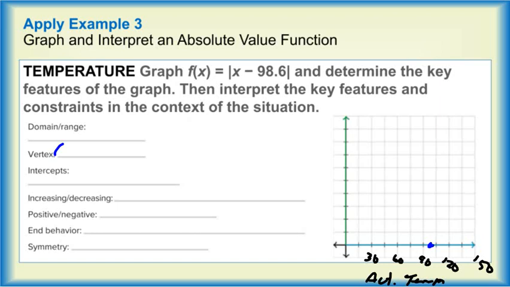Vertex when x is 98.6, our y is 0. That means we could do the intercepts here. The x-intercept would be 98.6 and 0. And we'll get to the y-intercept shortly. So from that point, if that's our vertex, we can choose points on each side of that.